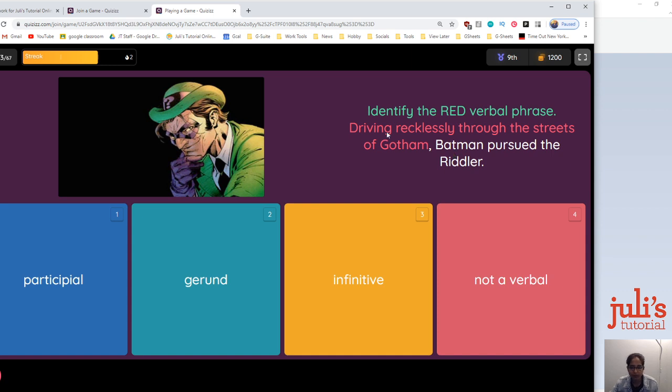So, driving recklessly through the streets of Gotham, it's actually modifying Batman. It's modifying the noun, right? It's modifying the noun, and if it's modifying the noun, how is it modifying the noun? Is it acting as an adjective or acting as a noun?